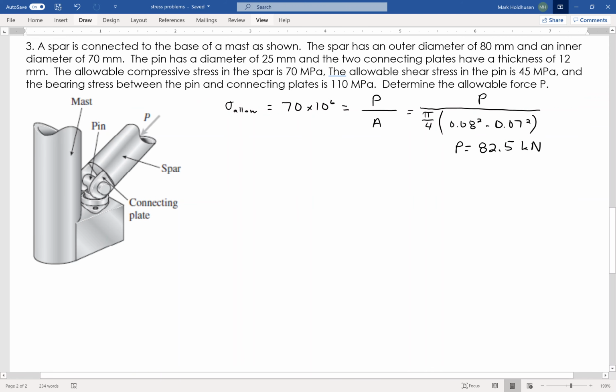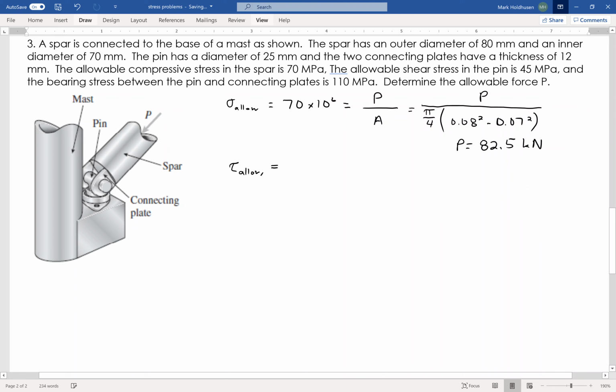Okay, so tau allow is then going to be the shear force divided by the area. So we got a few things to think about here. The first thing here, okay, well, we know tau allow is 45 megapascals. Okay, so let's take a look at the pin that we're looking at. Right, so I've kind of got this guy like that, right? And I've got a P pushing down on it.